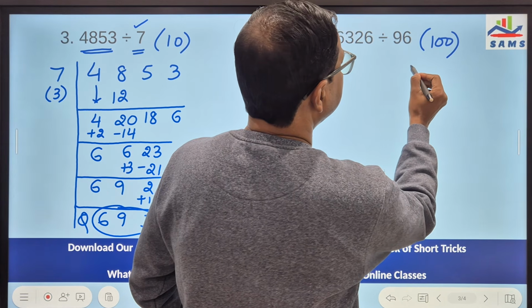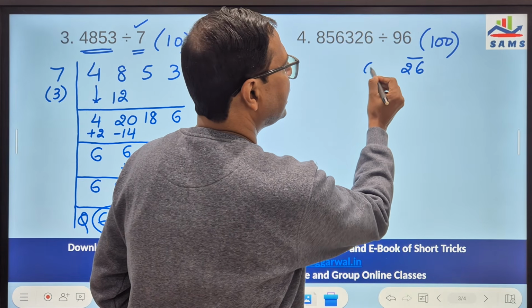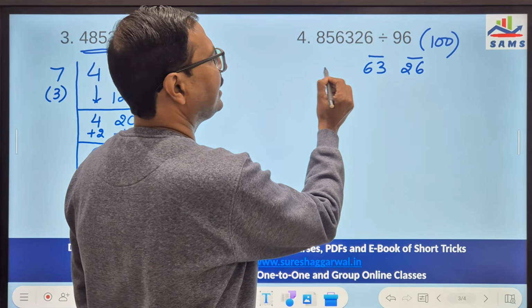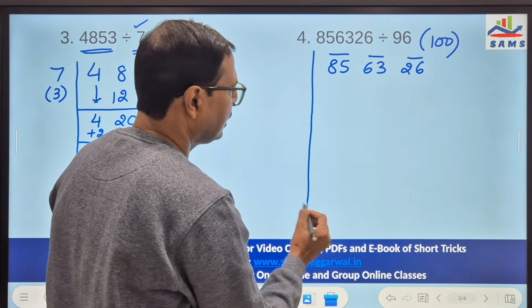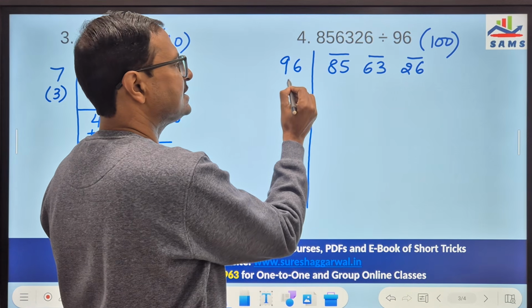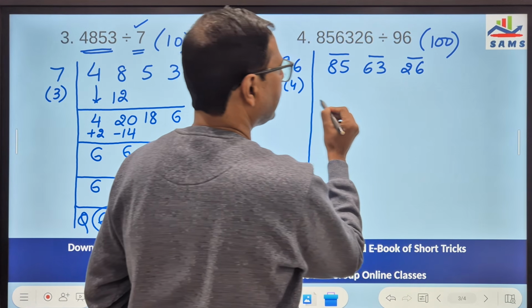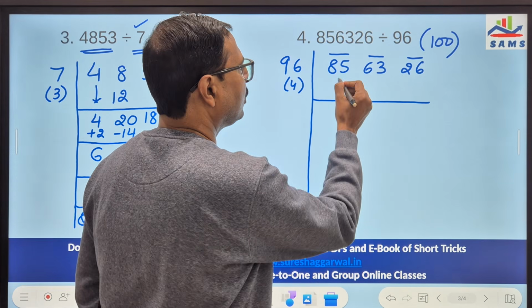So just write 26 here. This is one pair. Then 63, another pair. And then finally 85, another pair. And then put a vertical line. Write 96 on the left and 100 minus 96, 4 in the bracket here. Put a horizontal line and then start doing the same thing again. Bring down the 85.